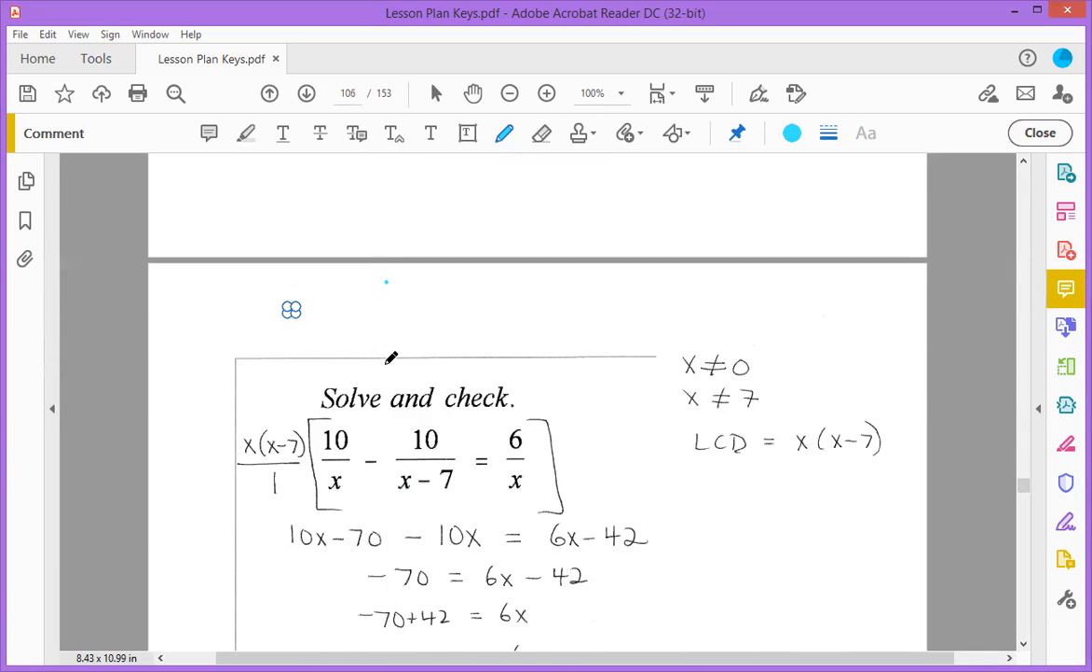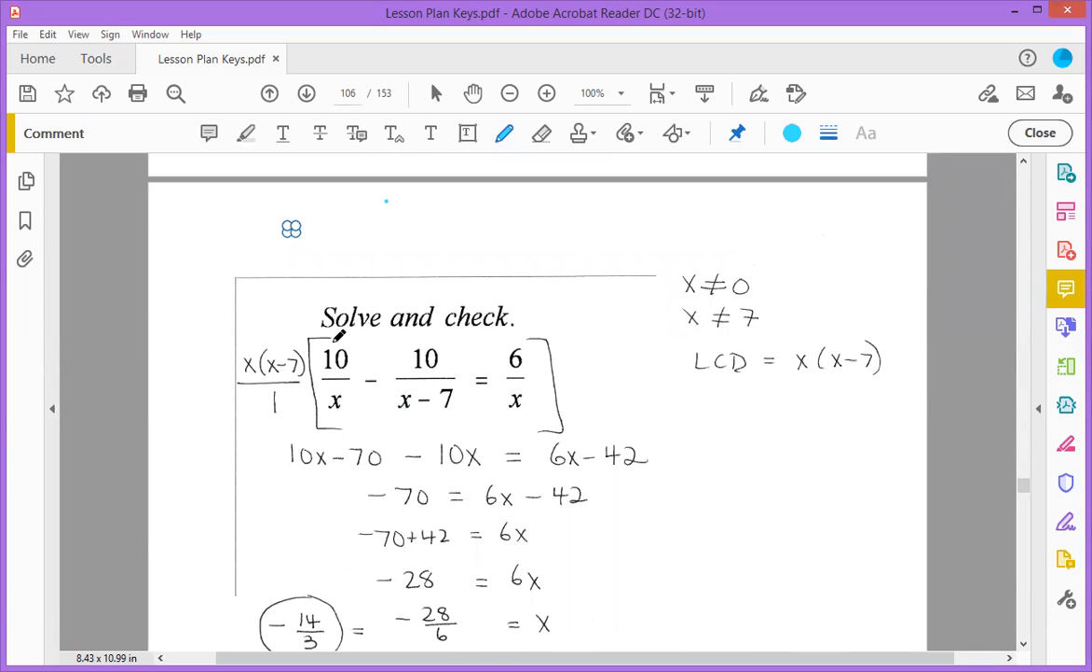All right, the next problem: we see 10 divided by x in the first fraction, minus 10 divided by x minus 7, and it equals 6 over x. So for our common denominator, remember when we did that first example, we're looking for that least common multiple. We have x minus 7 and we have x. We want to make sure that each term is represented. So in order to get our LCM, we're going to have to multiply these two terms together.